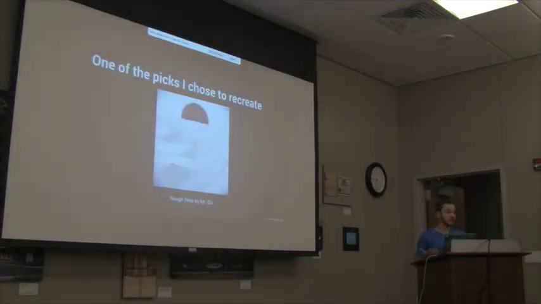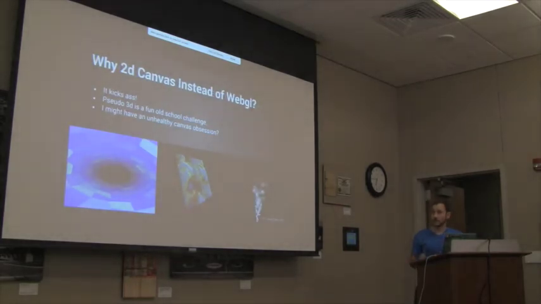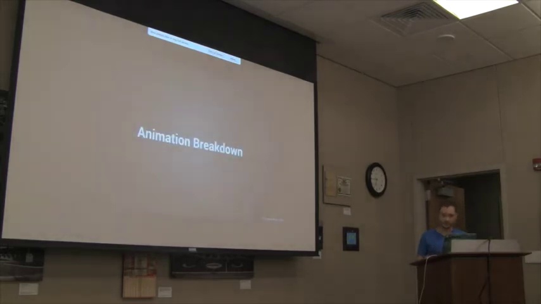And so I ended up doing 5, but this is by far the best one, I think. This is the animated GIF, Rough Seas by Mr. Div. I chose canvas to do it because, for one, it kicks ass, and I could have used WebGL, but doing pseudo 3D is fun. It's a challenge using Canvas 2D, and I totally have an unhealthy canvas obsession. If you go to my CodePen page, you'll see tons of demos I've done with it.